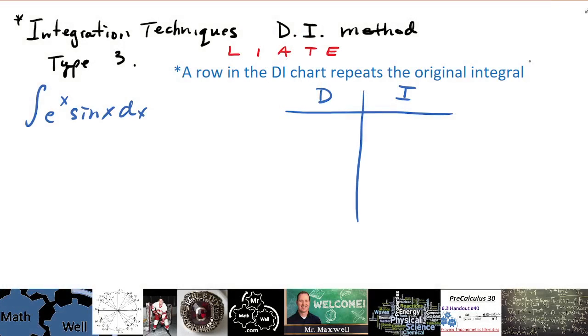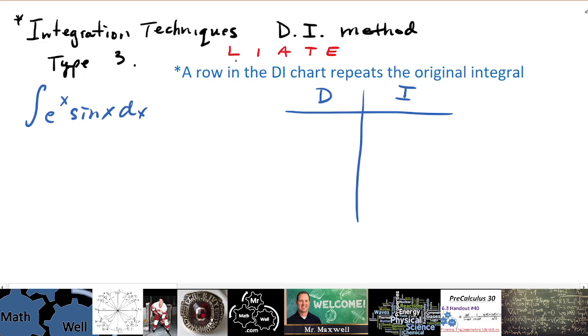All right. So the third type of DI method question that you will run into is when a row in the DI chart repeats the original integral. So we're going to keep in mind this original integral right here. Now, here's the thing. e to the x is its own derivative and its own integral. Sine x is going to pop from sine x to cos x, back to sine x, back to cos x. So there's a good chance that we may see in this chart a row that's the exact same. So we're going to keep our eye open for that, and that's what we're looking for.